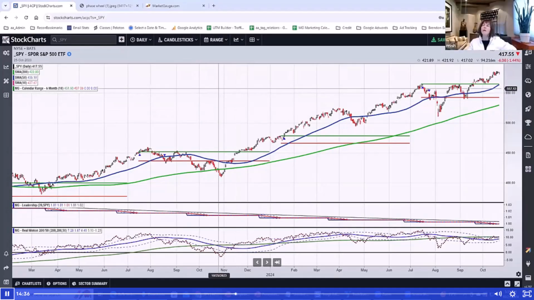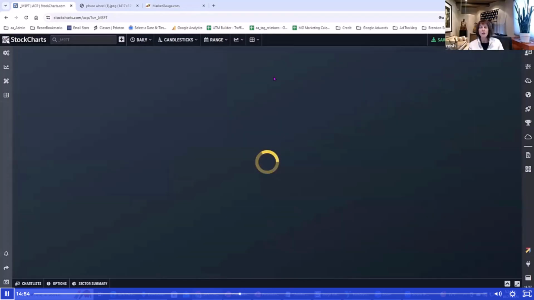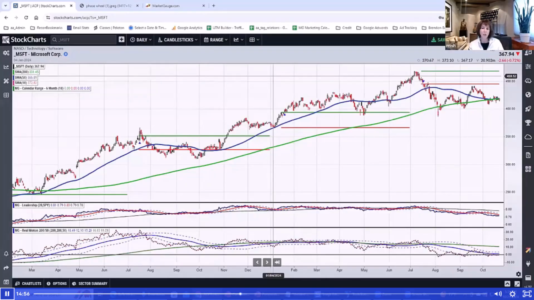Well, we have earnings coming up too, so this is a good time to look at two stocks that haven't reported yet. One would be Google and one would be Microsoft. Like I said, we kind of had a little bit of slim pickings in finding stocks that had great phase changes coming up.